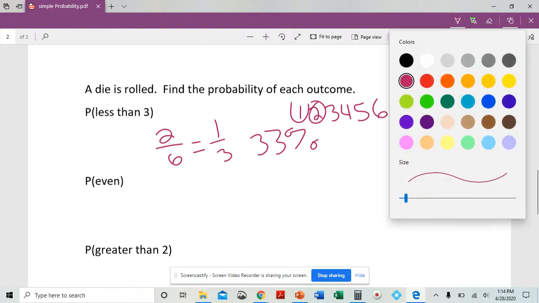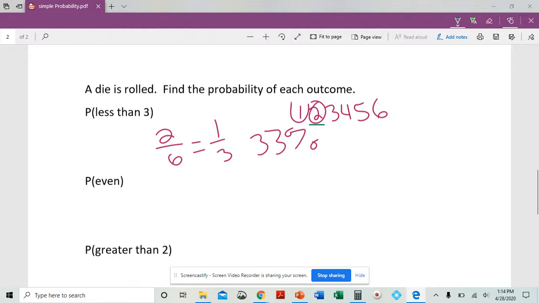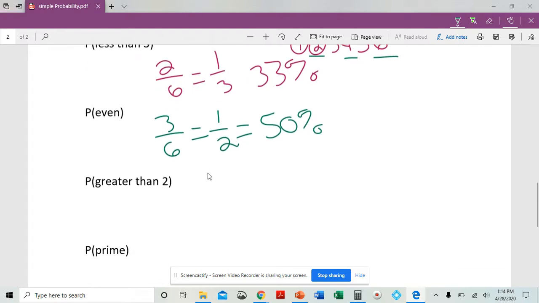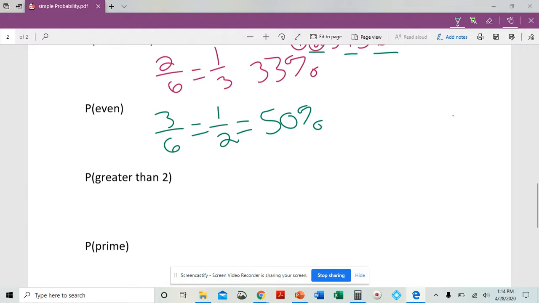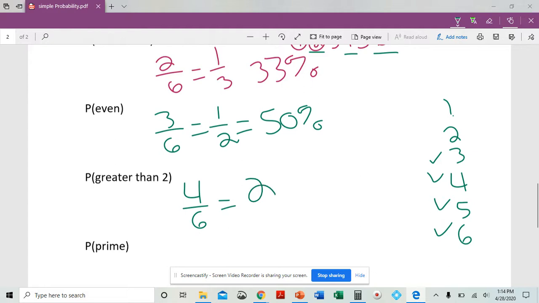What's our probability that it's going to be even? Well, let's change our colors here. We still have 1 through 6 labeled here, so it's 2, 4, 6. Our probability is going to be 3 over 6, which equals 1/2, which equals 50%. What is our probability that it is greater than 2? Well, let's list them out again. All right, so greater than 2, we've got 3, 4, 5, 6. 4 out of 6, which can be simplified to 2 over 3, which is going to be 66%.